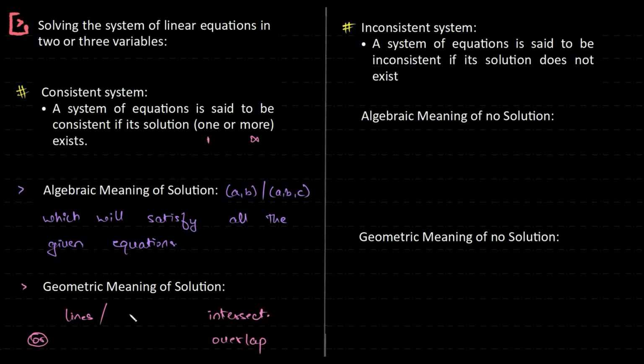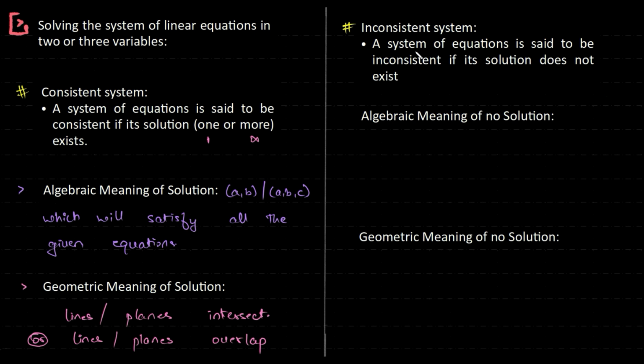Of course, we can have planes overlapping as well. Overlapping is when they are the same plane or line. This is your example or scenarios of consistent.